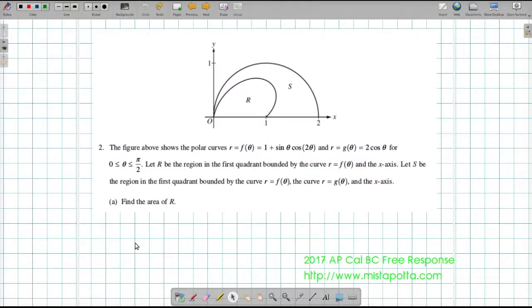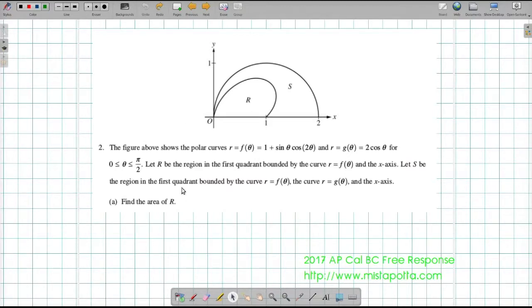All right, moving on to question 2, it says, the figure above shows the polar curves r equals f of theta, which is 1 plus sin theta times cosine 2 theta, and r equals g of theta equals 2 cosine theta, on the domain 0 to pi over 2. It says, let R be the region in the first quadrant bounded by the curve r equals f of theta and the x-axis. S is going to be the region in the first quadrant bounded by the curve r equals f of theta and the curve r equals g of theta, and the x-axis.